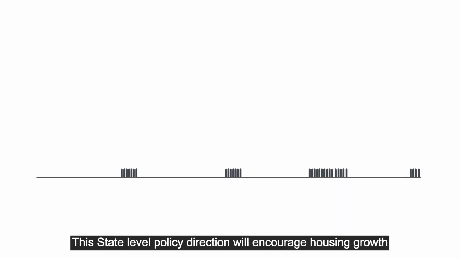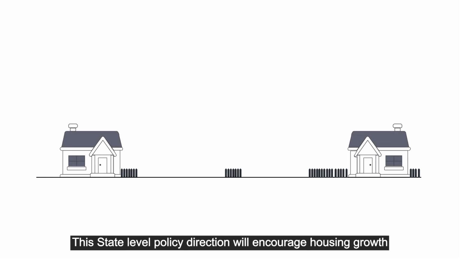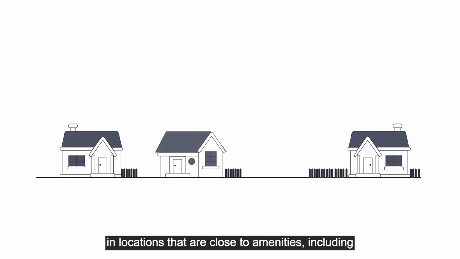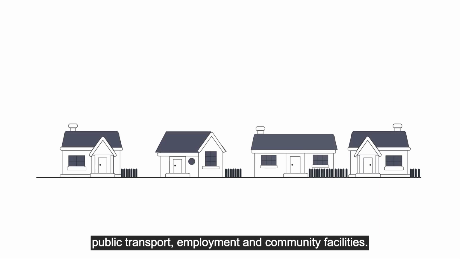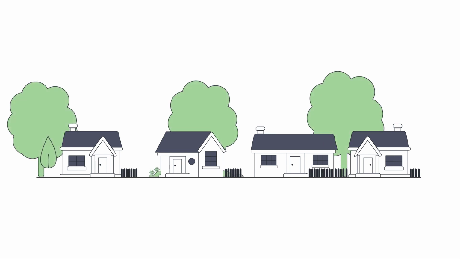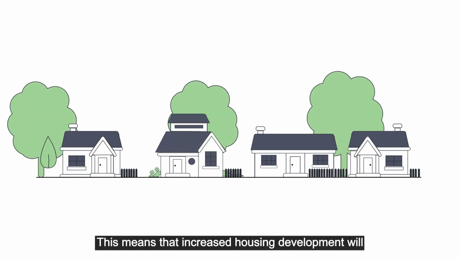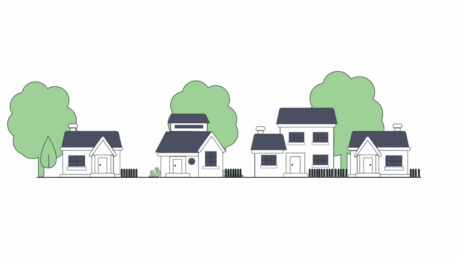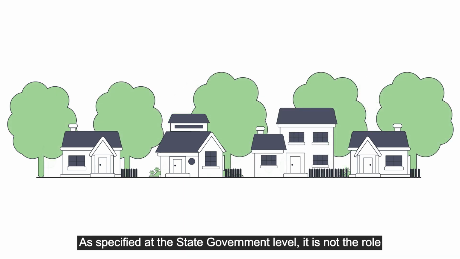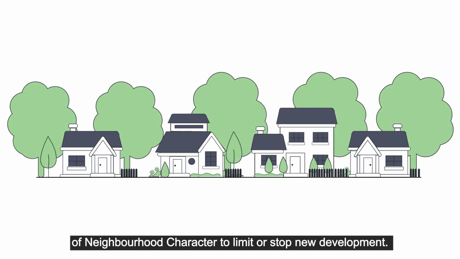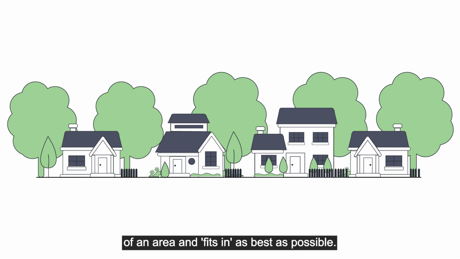This state-level policy direction will encourage housing growth in locations that are close to amenities, including public transport, employment, and community facilities. This means that increased housing development will occur in established areas. As specified at the state government level, it is not the role of neighbourhood character to limit or stop new development. However, through the development of a neighbourhood character strategy, it can implement guidelines designed to ensure that new development responds to the valued character of an area and fits in as best as possible.